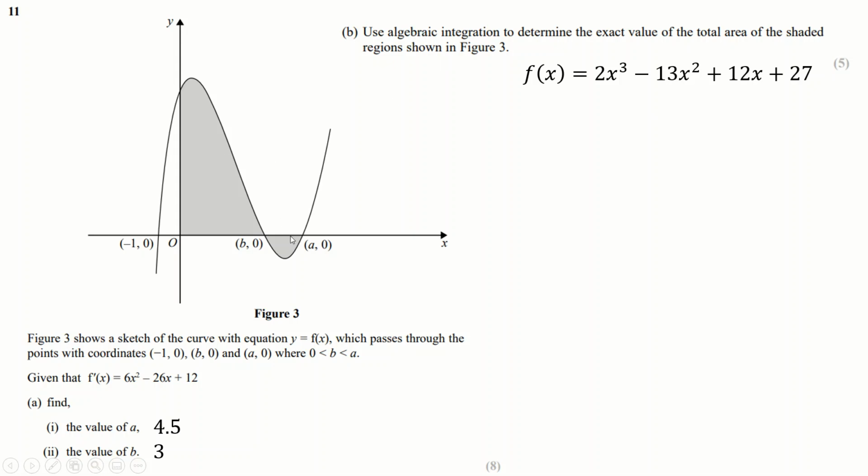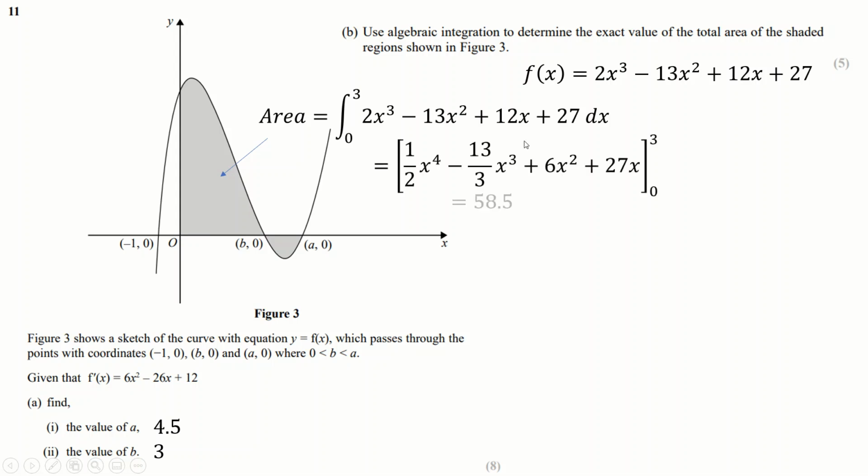Part B is using integration to find this area. Now the only thing that we need to be careful of here is do not integrate the whole curve, which is this, between 4.5, which is a, and 0. Because when you integrate, areas underneath the x-axis count as negative. So what I need to do is integrate just between 0 and b, which is 3.